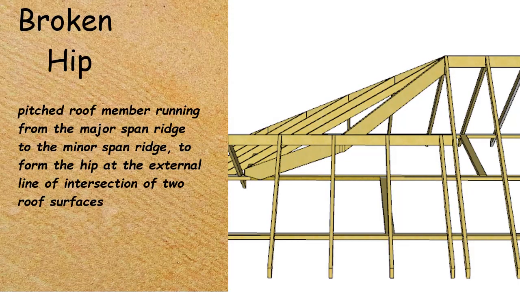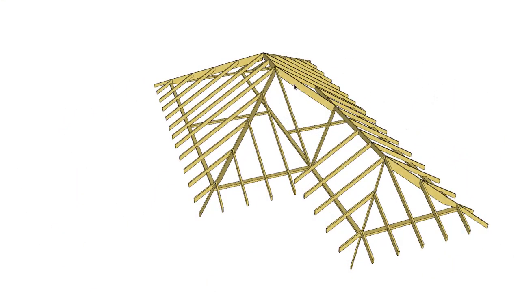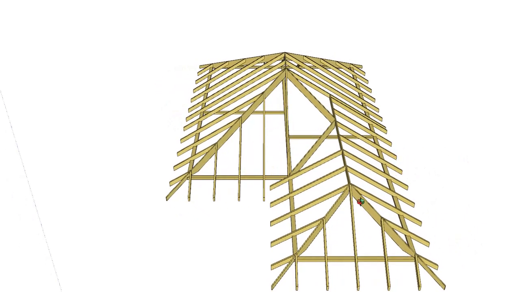A broken hip is a pitched roof member which runs from the ridge of the major span down to the ridge of the minor span to form the hip at the external line of intersection of the two roof surfaces. So the broken hip would normally have formed the actual hip of the major span roof if it was a complete roof and this minor span section didn't come in and get in the road.